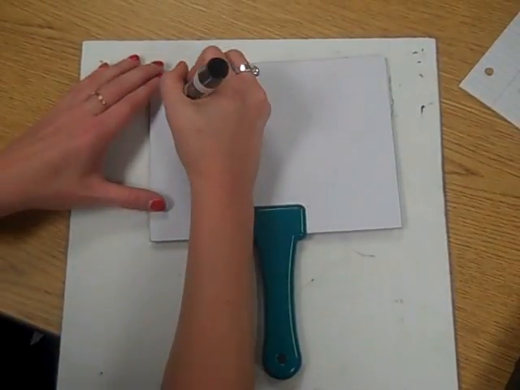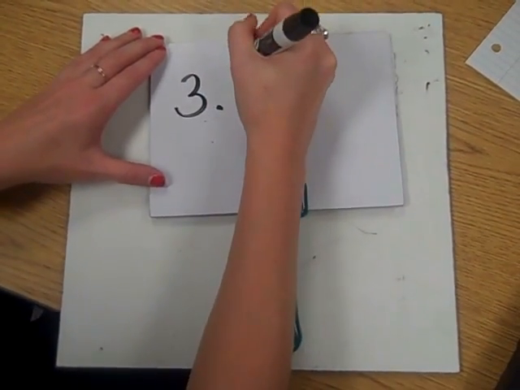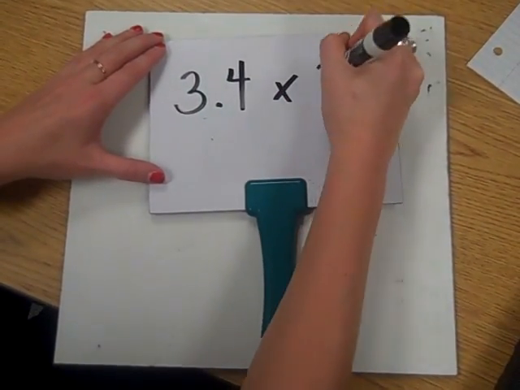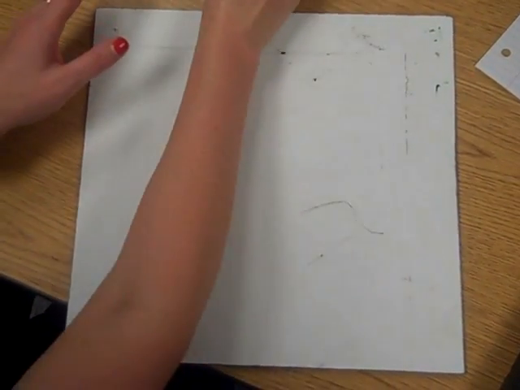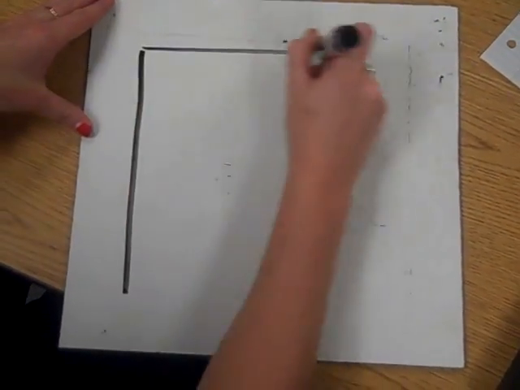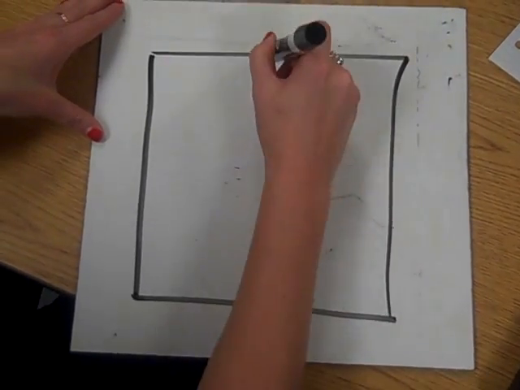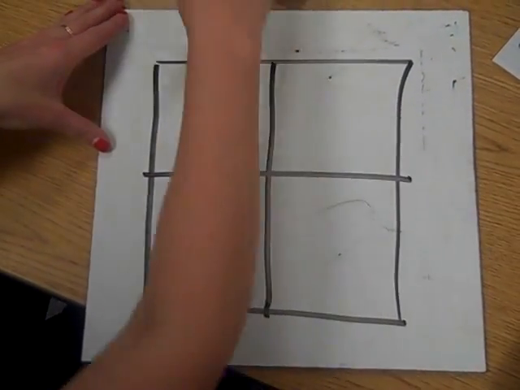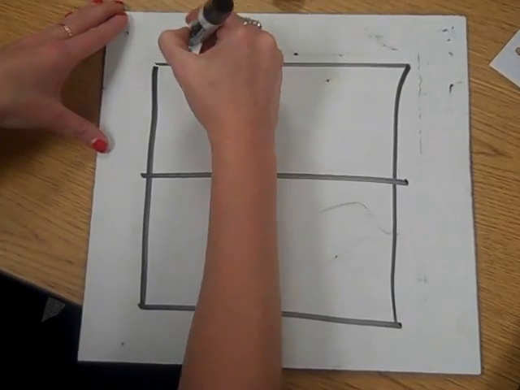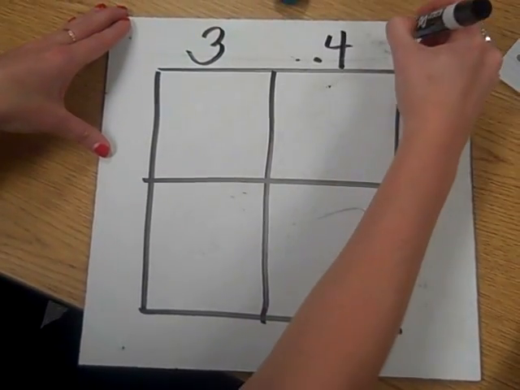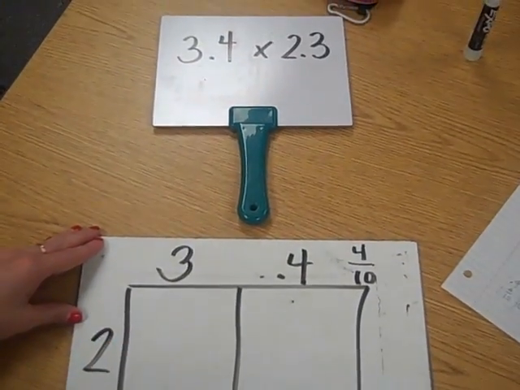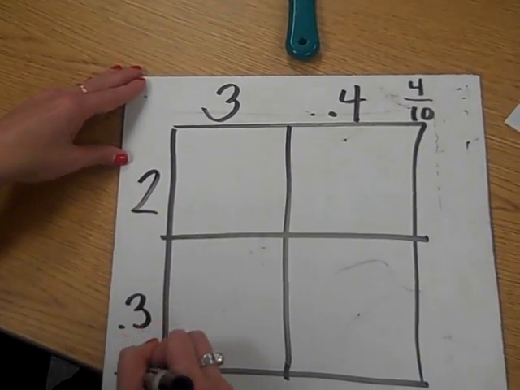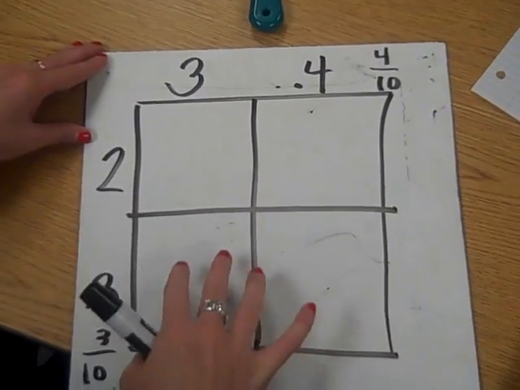All right, let's try 3 and 4/10 times 2 and 3/10 using the box method. I'm going to take my box and make enough spots for each of my digits. I'm going to label with my first factor 3 and 4/10. So remember, you can always use fractions to help you. I'm going to label my next factor 2 and 3/10. And I'm going to fill in my box.